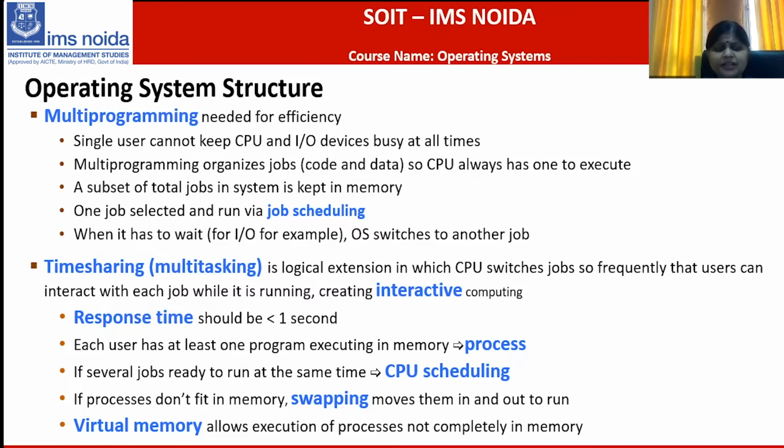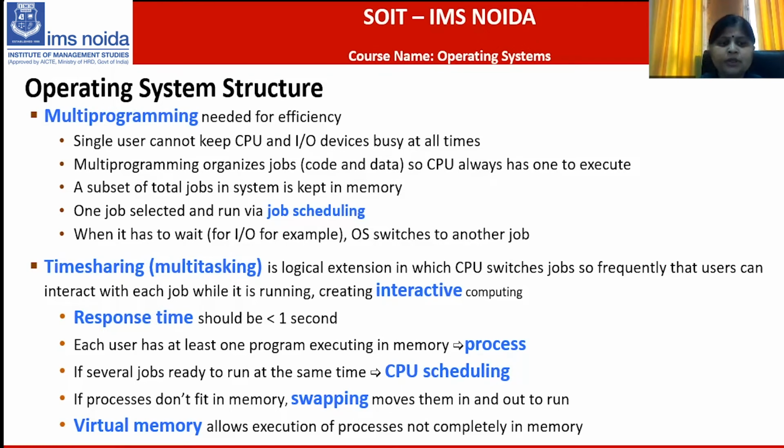The second category is time sharing. Time sharing is generally used for multitasking. When we have multiple tasks for execution, we provide a time quantum to different tasks so that each task stays in progress. It is a logical extension in which the CPU switches jobs so frequently that the user can interact with each job while it is running, creating interactive computing. Response time should be less than 1 second. Each user has at least one program executing in memory.